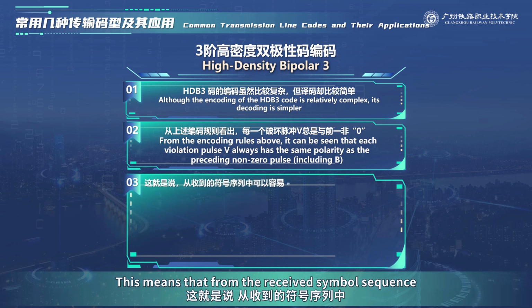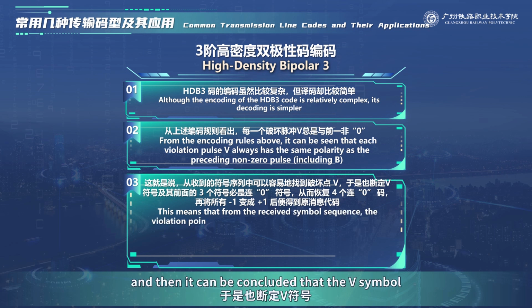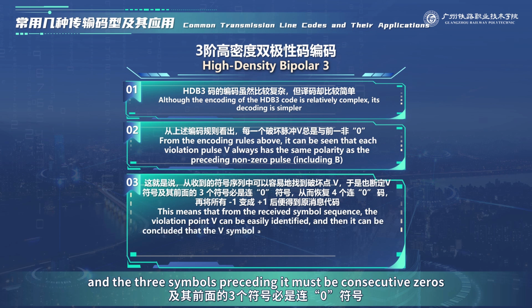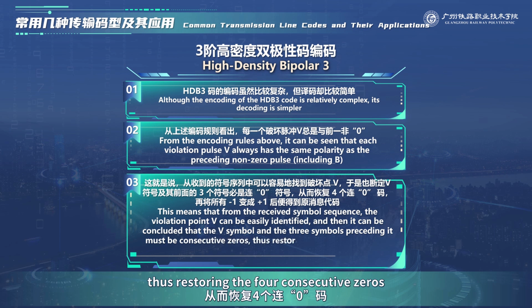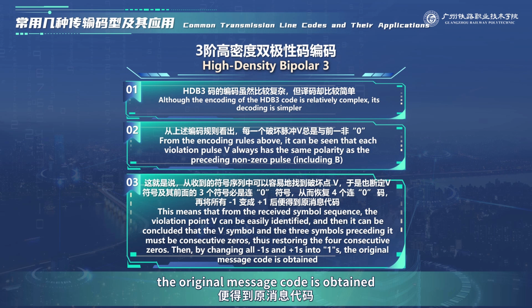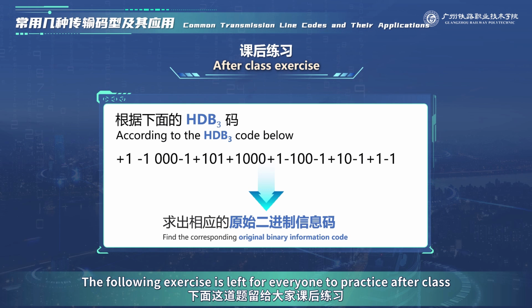This means that from the received symbol sequence, the violation point V can be easily identified, and then it can be concluded that the V symbol and the three symbols preceding it must be consecutive zeros, thus restoring the 4 consecutive zeros. Then, by changing all -1s and +1s into 1s, the original message code is obtained. The following exercise is left for everyone to practice after class.